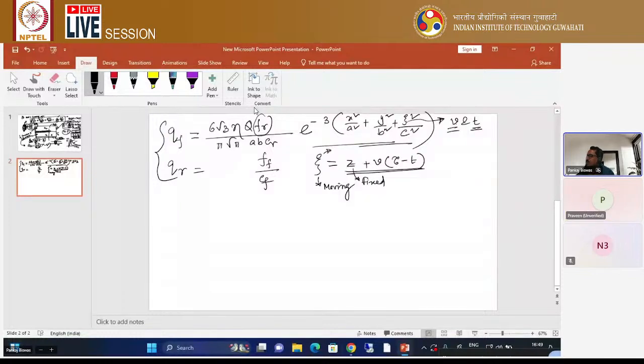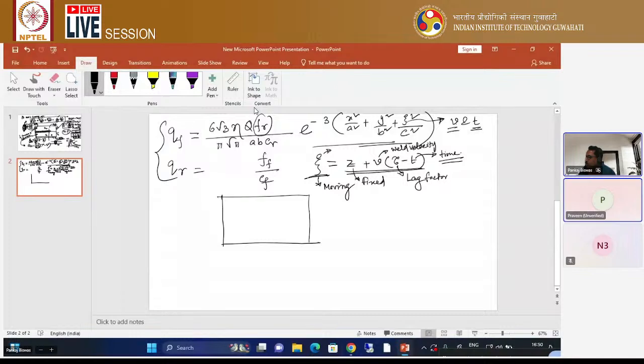V is called the velocity, and tau is called the lag factor. I have already told you in detail, and t is called time. So with time, generally you see this zeta is varying. That means along the weld line, this double ellipsoidal heat source model will move along the z direction by using this equation. What I'm telling, and those things in detail I have already discussed.